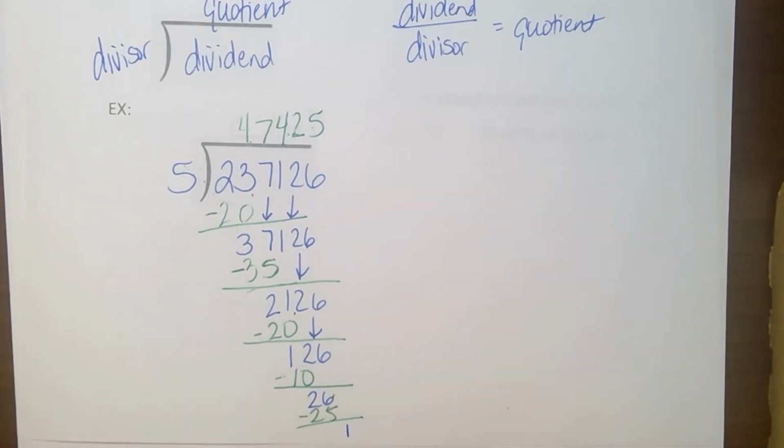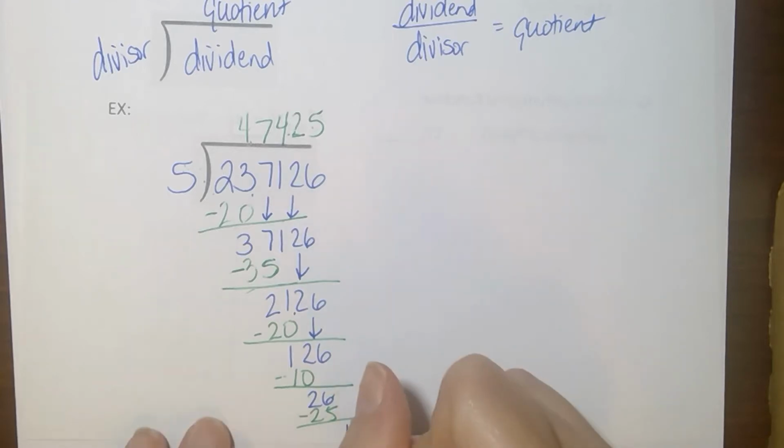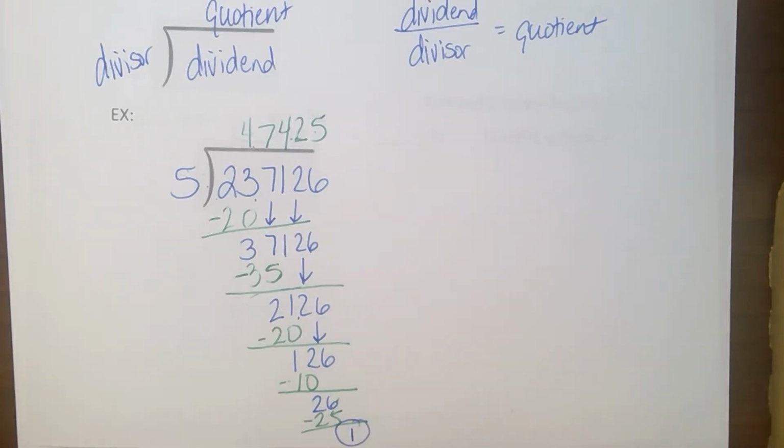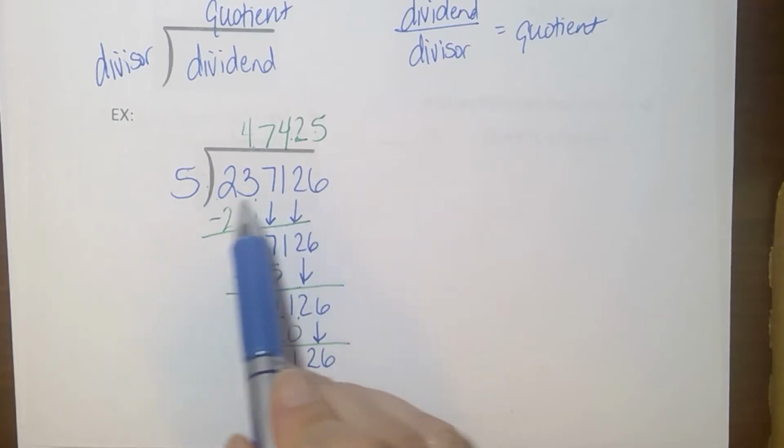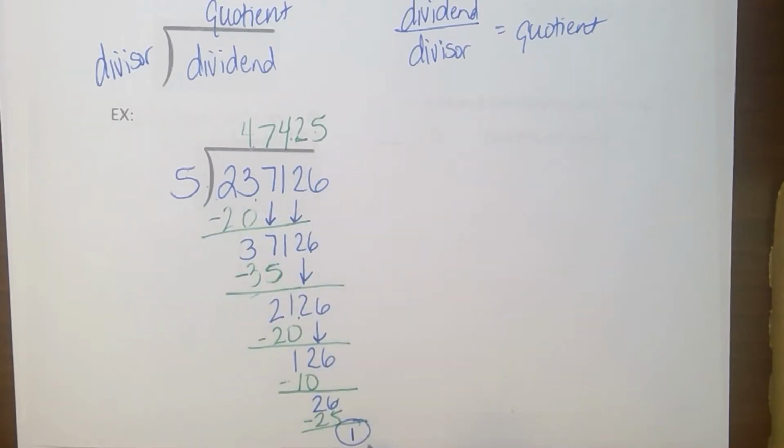Now, I have different ways to deal with that 1. Hopefully you remember some of your options. You could just say remainder 1. That's what's left over. 5 does not go exactly into this value. There's 1 left over.